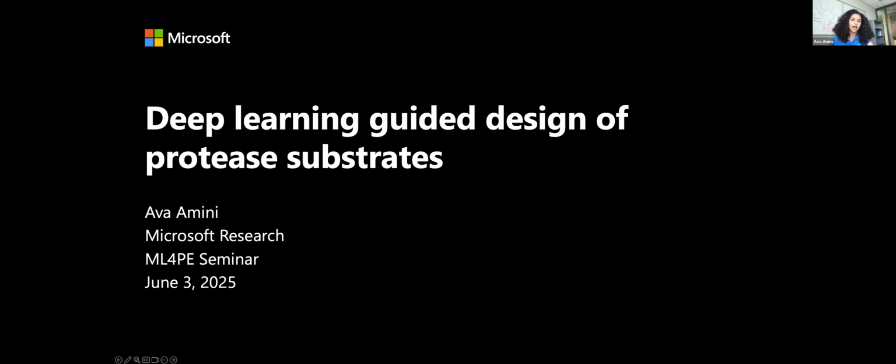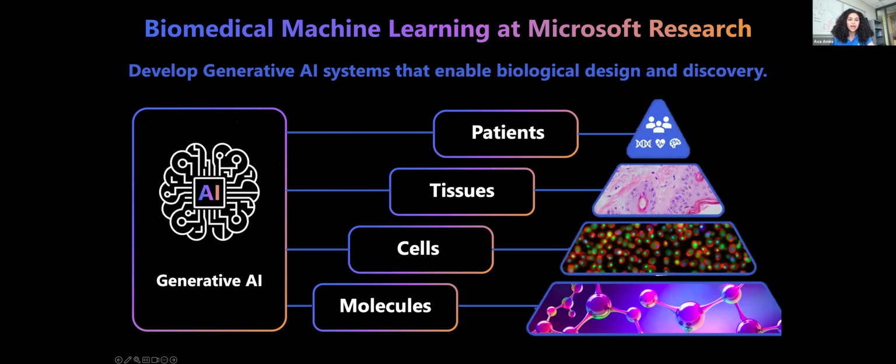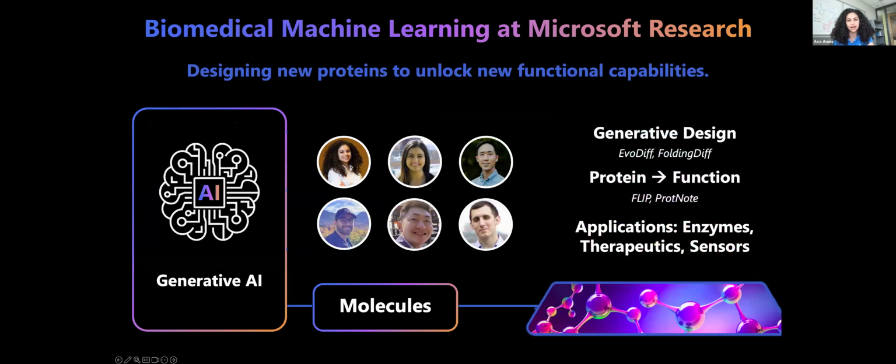So just to start, I want to contextualize a little bit the scope of this work in terms of our broader research agenda in biomedical machine learning at Microsoft. And fundamentally, we are a science-driven team focusing on the development of new generative AI systems and methods to enable biological design and discovery. And most relevant to this seminar series and to our talk today are the efforts that we have taken at the molecular scale in protein engineering and design.